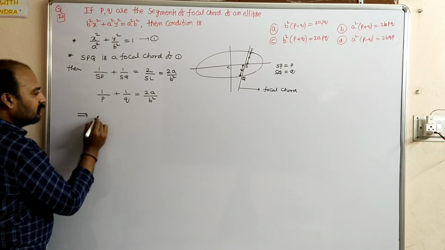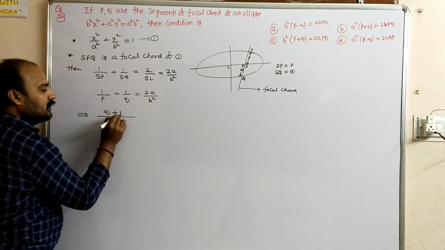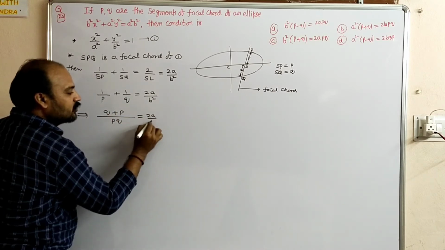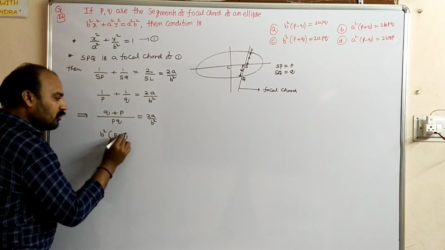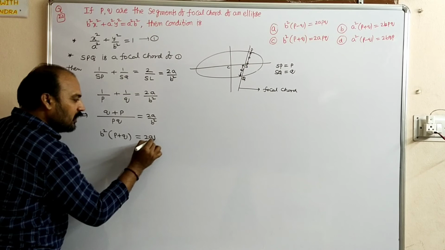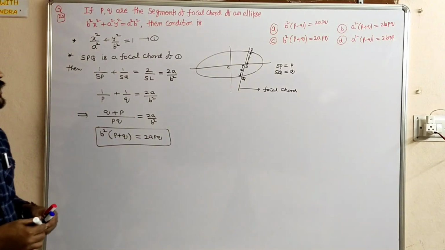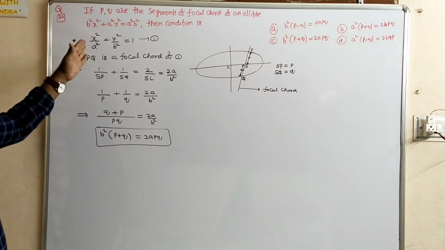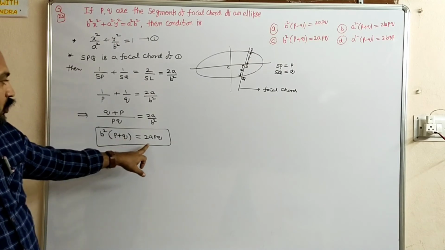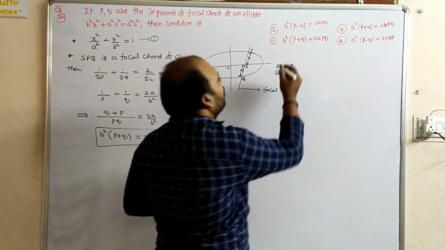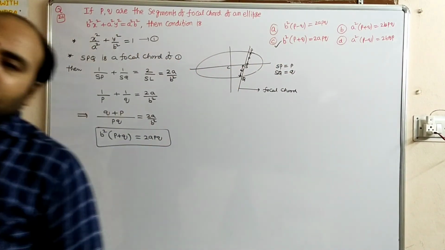So take LCM here, pq is the LCM. So p plus q over pq is equal to 2A by B square. Now cross multiplying, B square into p plus q is equal to 2A into pq, which is the required condition for the segments of the focal chord p and q of the given equation of ellipse. B square into p plus q equal to 2A into pq is there in the third option. We will move to the next question.